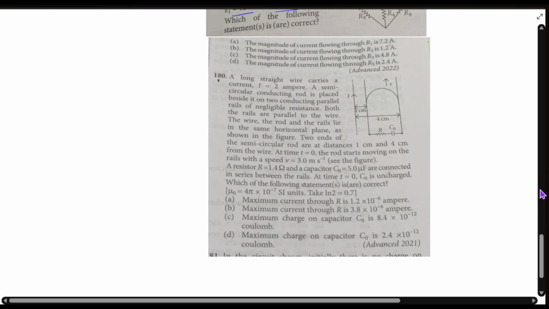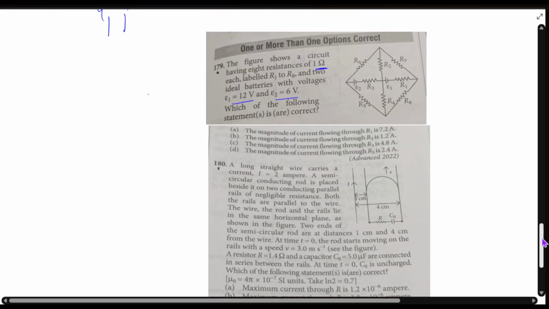Okay, perfect. So this is our seventh question. Now we have a circuit. Each resistance is of 1 ohm, labeled like this. Two ideal batteries with voltages E1 and E2. Which of the following statements is correct? So let me add the statements also. Okay, perfect. So yes, these are the statements which we require to solve.